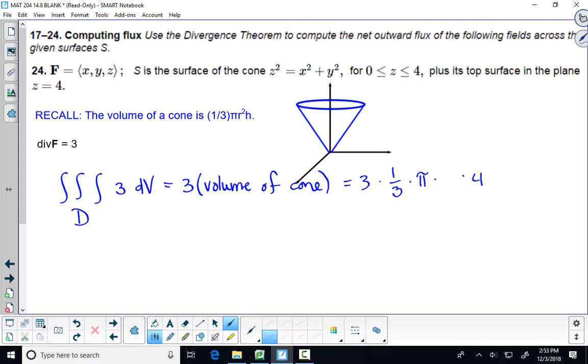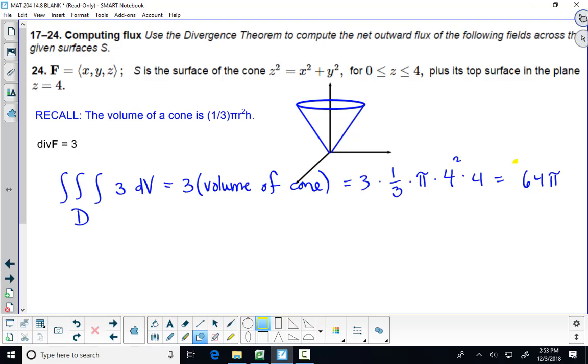So if we're going 0 to 4, when z is 0, we're down here, and by radius we mean the radius of the base. Isn't that also 4? Everybody agree? So it's going to be 4 squared. So those cancel, 16 times 4, so we get 64 pi. So this is using the triple integral.